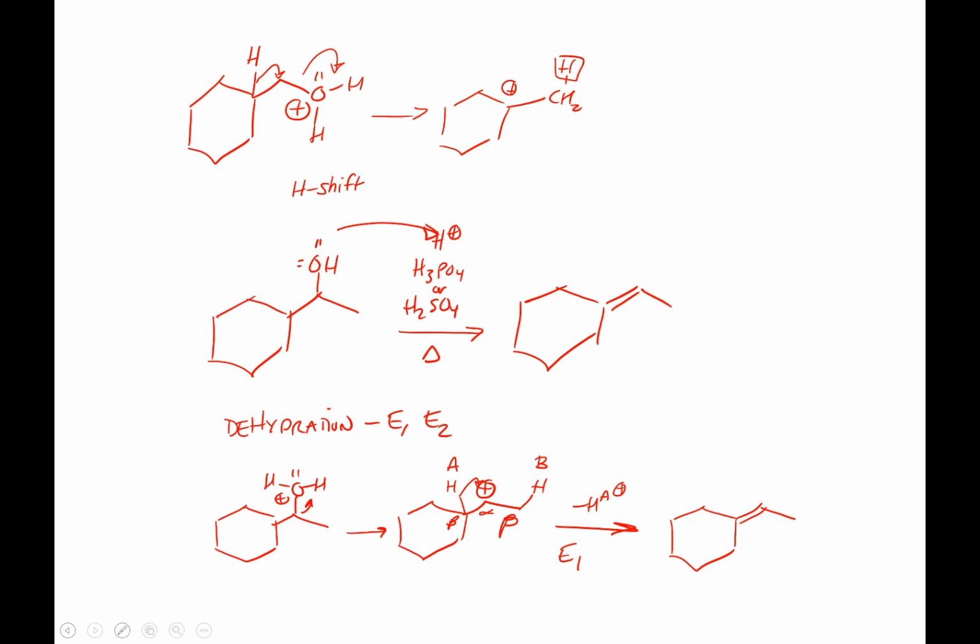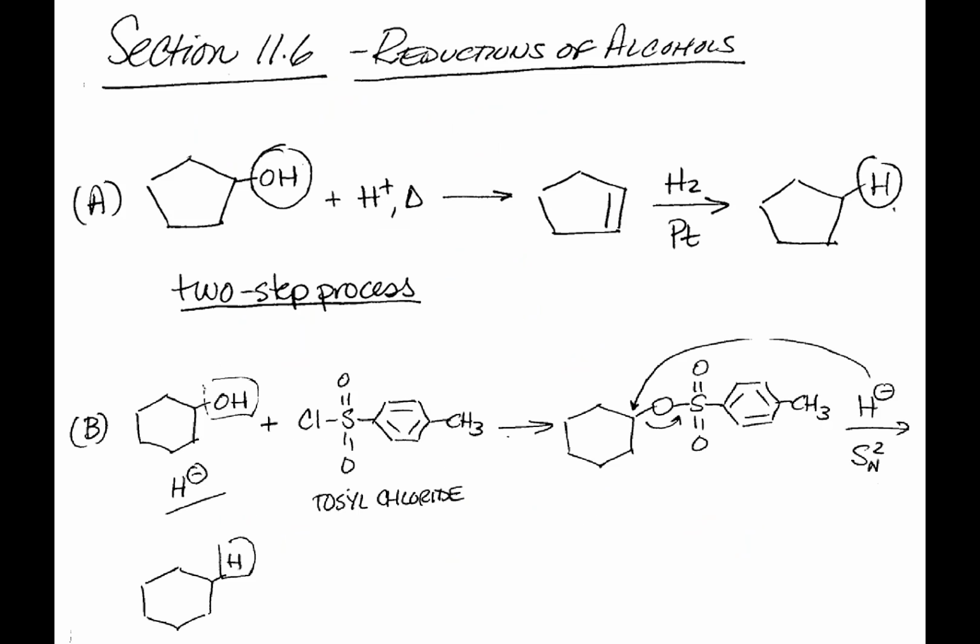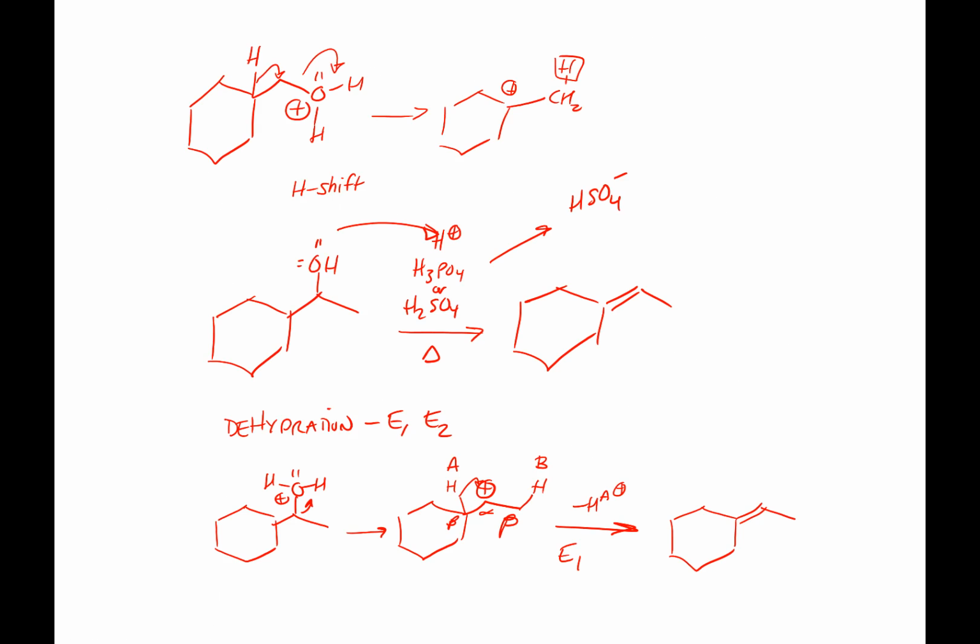H2SO4, H3PO4, we use as acids because they protonate the OH. And then if the OH can leave, you form the carbocation. But the problem is, if I end up with an HSO4 minus as my conjugate base, once I lose the H plus off the H2SO4, HSO4 minus is a lousy nucleophile because it's stabilized by conjugation. And so it will not attack the carbocation.